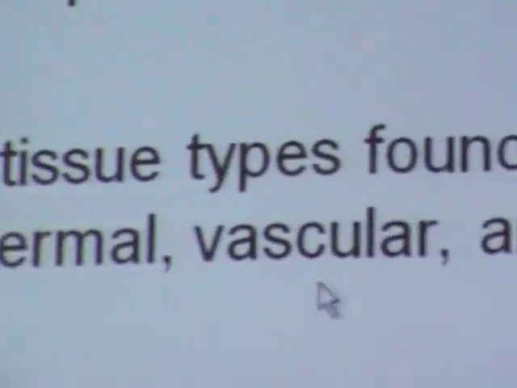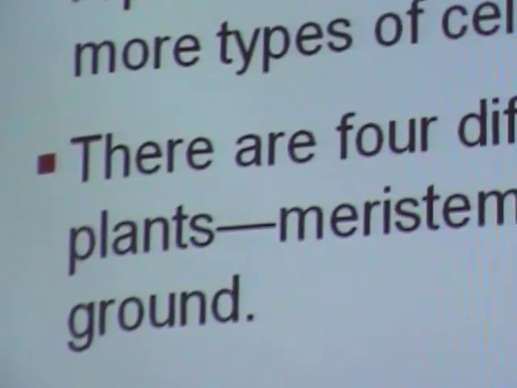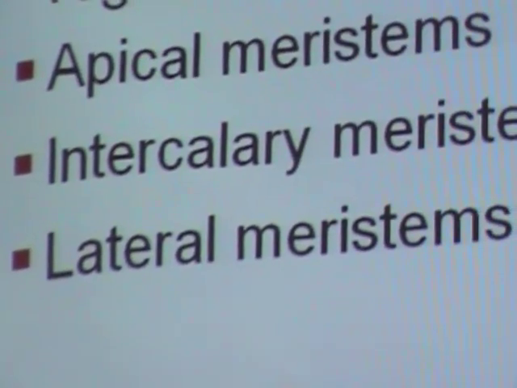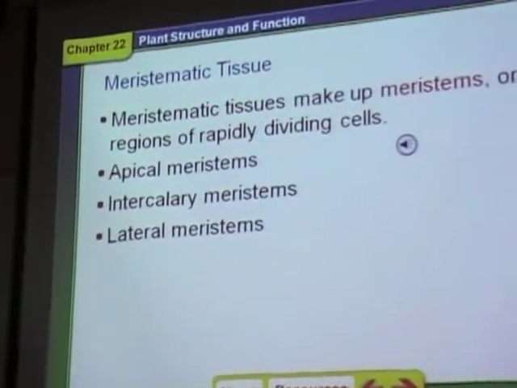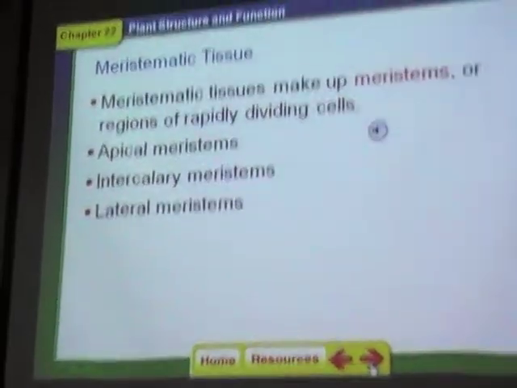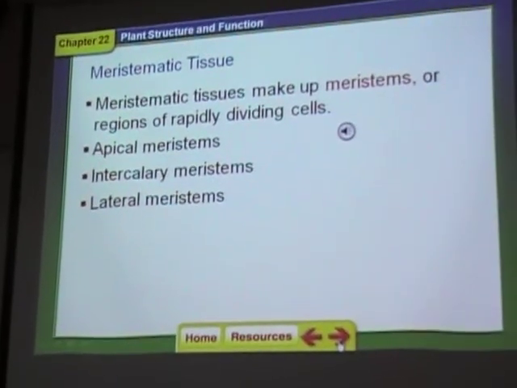Meristematic, dermal, vascular, and ground. Those are the 4 types of plant tissues. Tissues are made from cells coming together. Now I'm going to explain the 4 types. You ready?